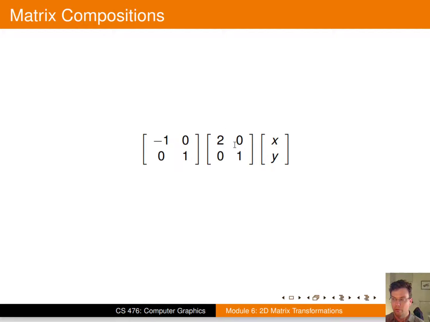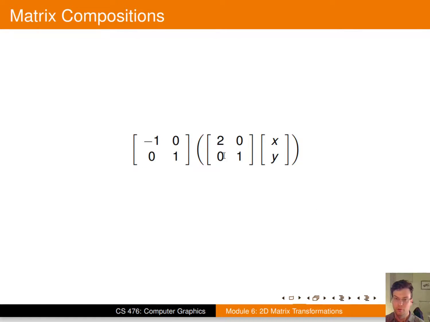So for example, what if I scale my vector first? Remember this was the scale matrix, right? So I scale it in x first, and then after that, I flip it in x. Okay, so one way to figure out what this is, is to actually just first do the scale, figure out what that is as a function of x and y, and then do the flip. So what this is like saying is put parentheses around this part, just get this part done first by itself, so do the scale, and then feed that result to the flip.